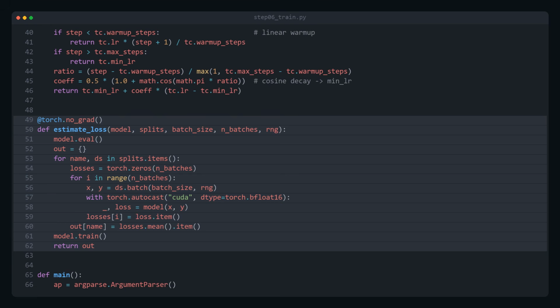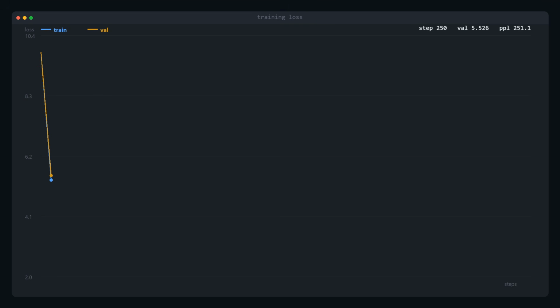Warm-up stops the first steps from wrecking the randomly initialized weights, and cosine decay squeezes out the last of the quality at the end. Weight decay is applied only to matrices. Decaying norms and biases hurts. And we clip the gradient so that one bad batch cannot blow up the run. We launch it and watch the curve.